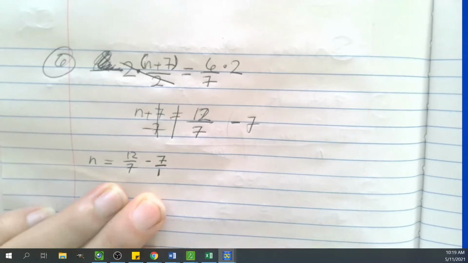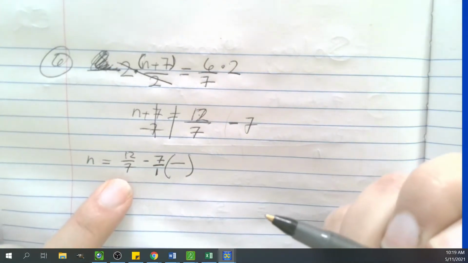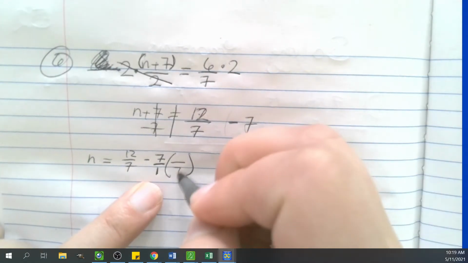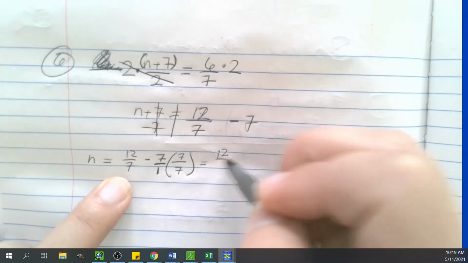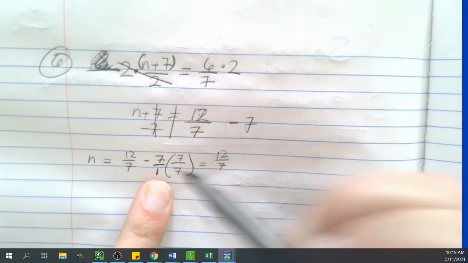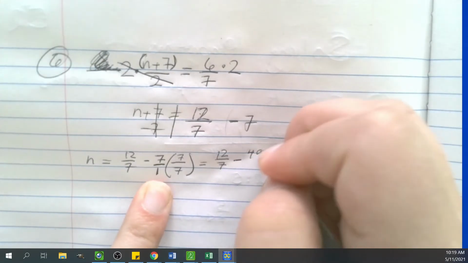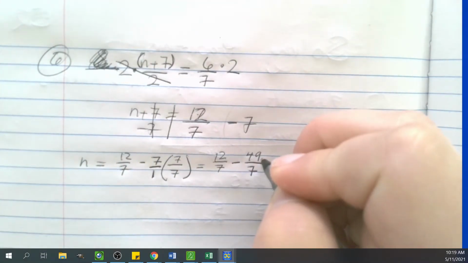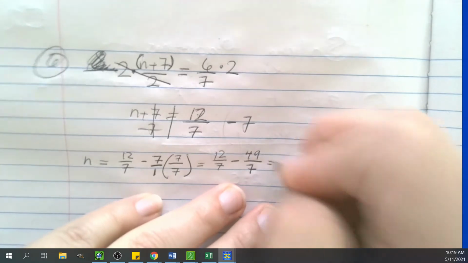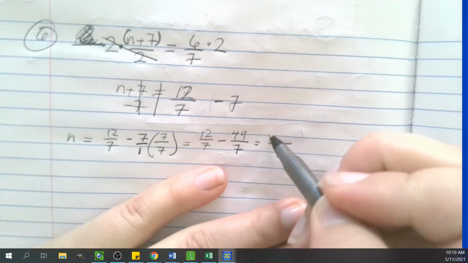Multiply the top and bottom by what number? What do I want? 7. So 7 on the bottom, 7 on the top. I'm going to leave the 12 alone for now. What's 7 times 7? 49. What's negative 49 and a positive 12 make? Is it going to be a positive or a negative? Negative.